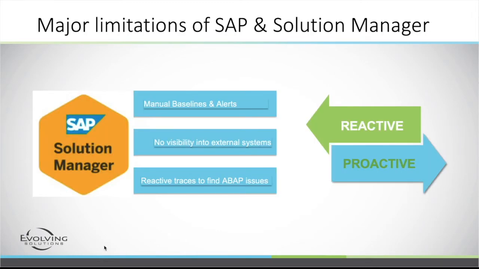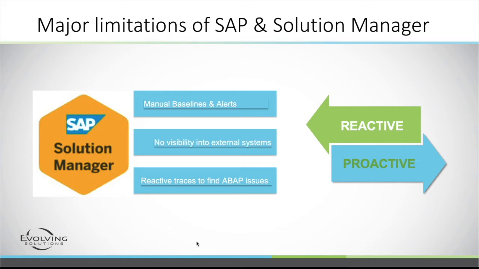When speaking with clients that have large SAP landscapes, we continuously hear about three major shortcomings of SAP and Solution Manager when it comes to monitoring. First, all alerts require manual setting of thresholds, which just isn't feasible with hundreds of metrics and thousands of different transactions. Second, SAP and Solution Manager don't provide any insight into external systems and services that may interface with SAP. And lastly, taking traces, while useful, is manual, time-consuming, and misses intermittent problems.